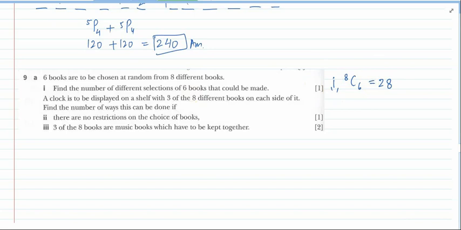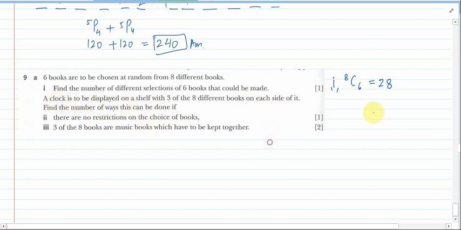After that, a clock is to be displayed on a shelf with 3 of the 8 different books on each side of it. Each side of it, right? Find the number of ways this can be done if there is no restriction on the choice of books. So now in this question, the different part is what? A clock is to be displayed on a shelf.